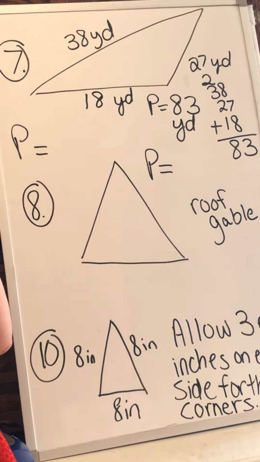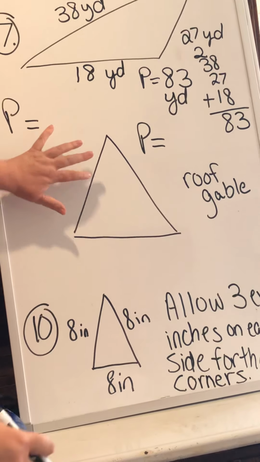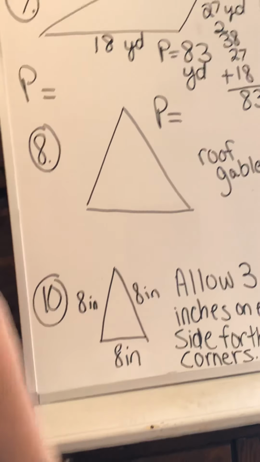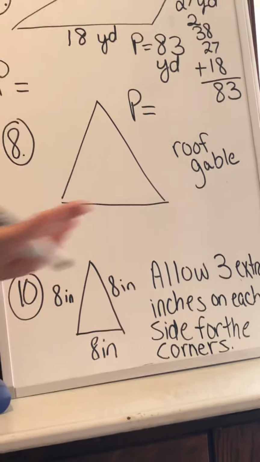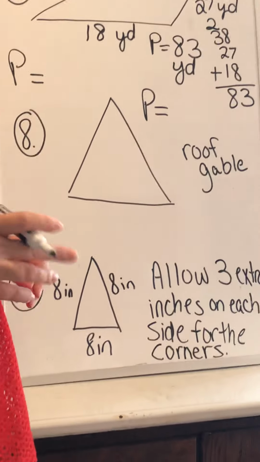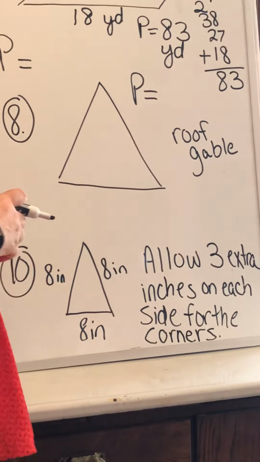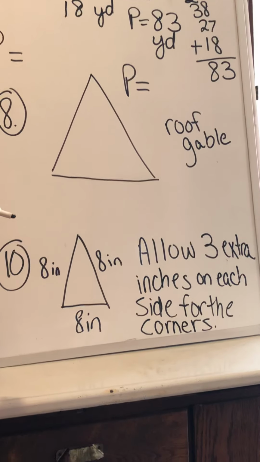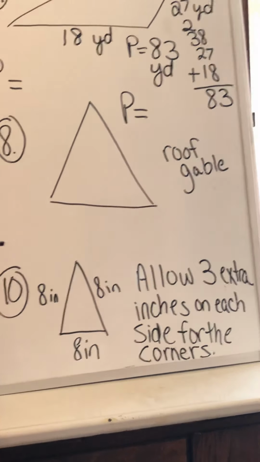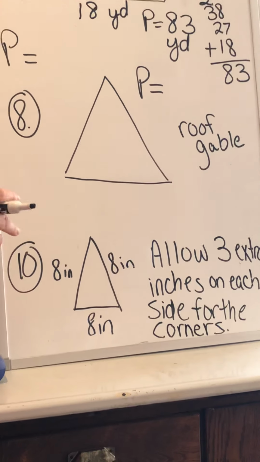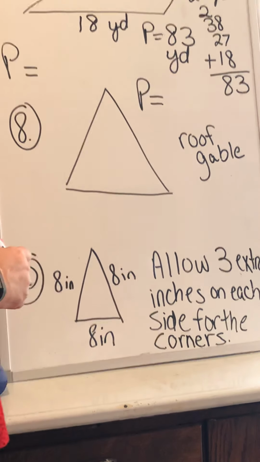All right. Number 8 right here below. Now it says that this is supposed to be a picture of a roof gable, okay? Well, actually it's not even in your book. I just kind of drew a triangle, but it's called a roof gable. And it says here, a roof gable is in the shape of a triangle. If each of the 2 sides is 18 feet 6 inches, okay?